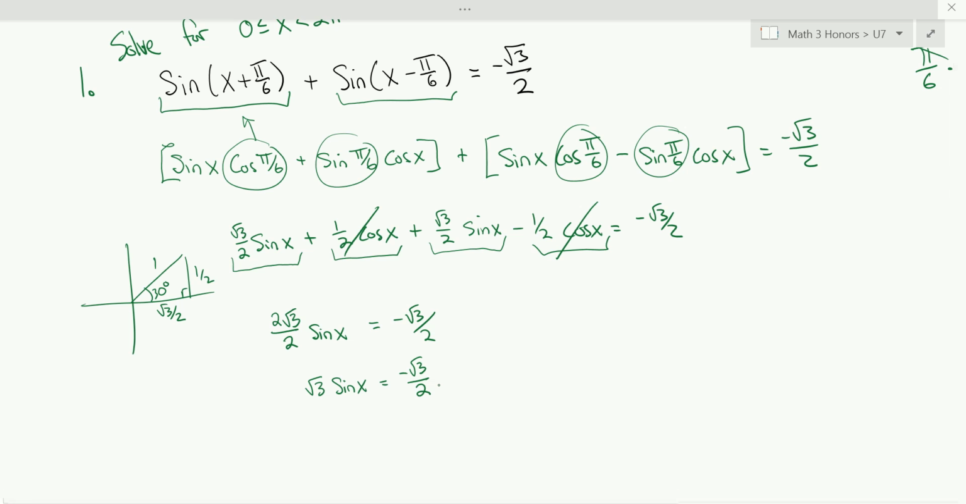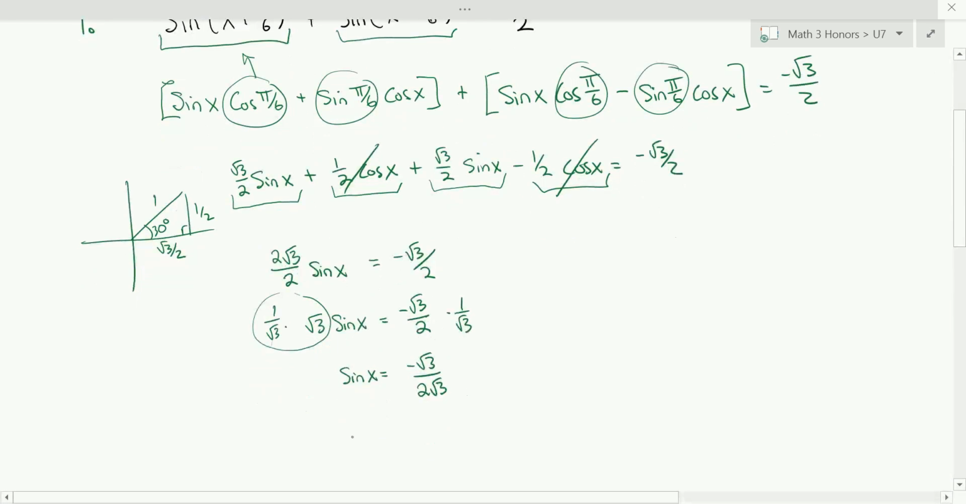We need to get sine by itself. So next step, divide by root 3 or multiply by? Dividing by root 3 is the same as multiplying by what? 1 over root 3. If I multiply both sides by 1 over root 3, that's still going to multiply to 1, and we get sine of x is negative root 3 over 2 root 3. Can we simplify that? Can I reduce? Can I just cancel out the root 3s? Sure. So we get sine of x is negative 1/2.